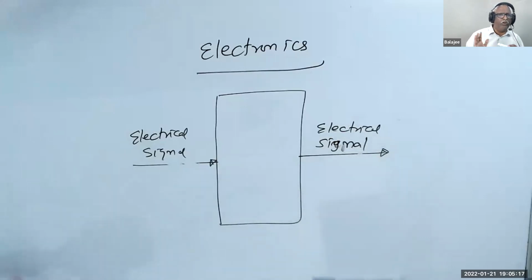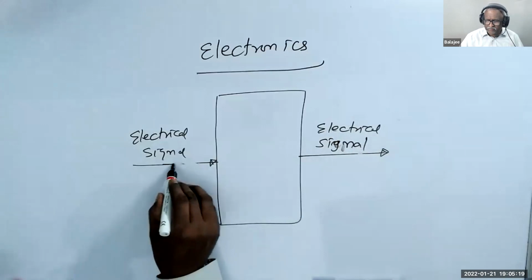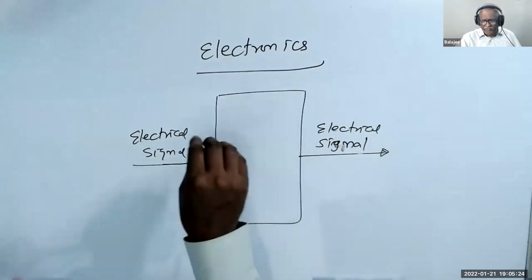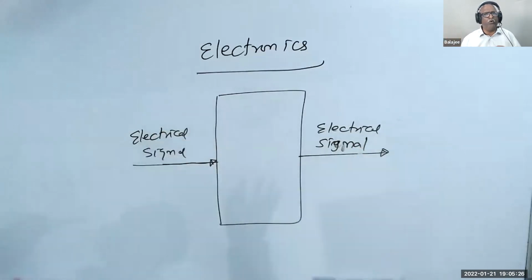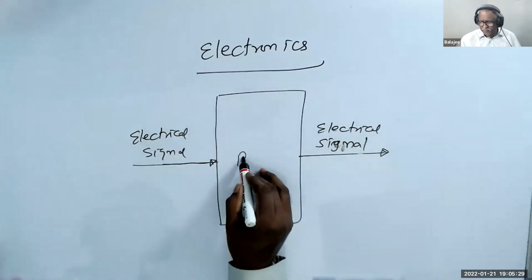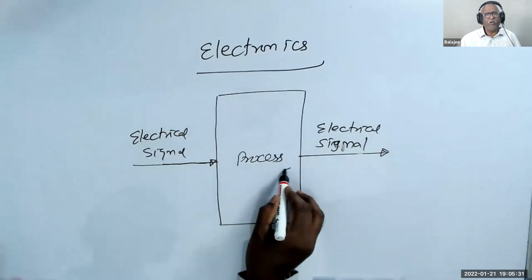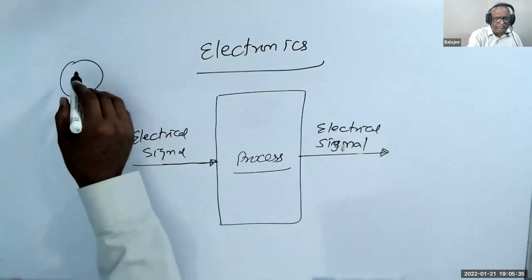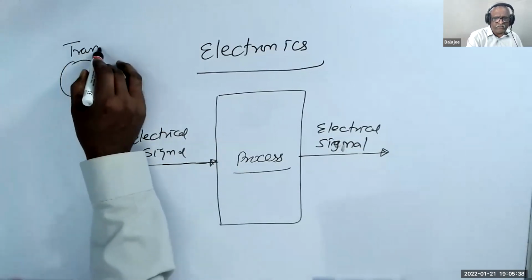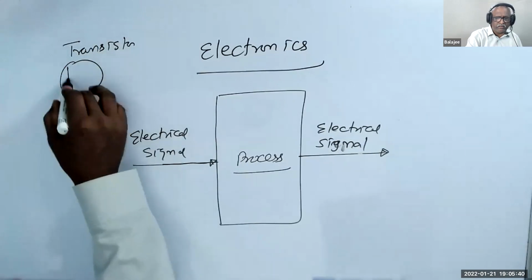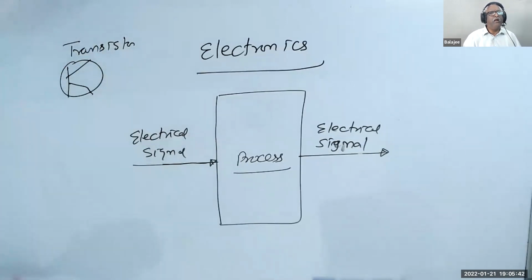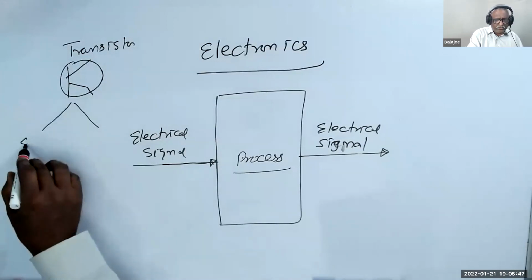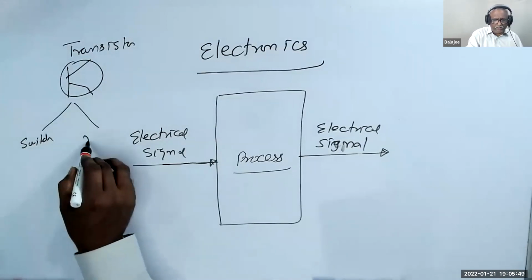Don't confuse it with diode, transistor. No, they are not electronics. They are components. So if somebody asks you what is electronics, we have an electrical signal as input and an electrical signal as output. We process here. For processing, we use a very important component, the transistor. And the transistor can be used as either a switch or a regulator.